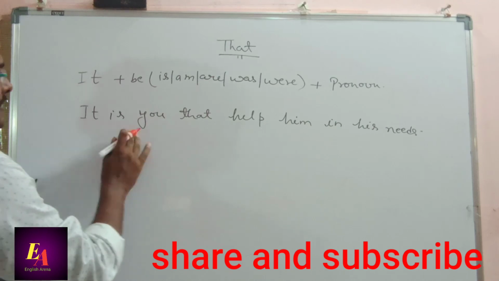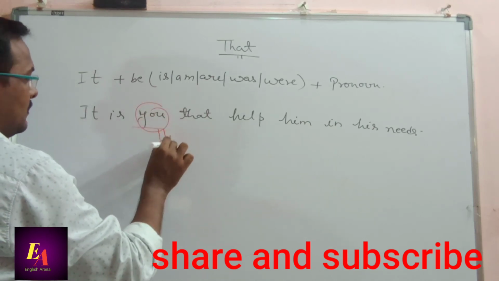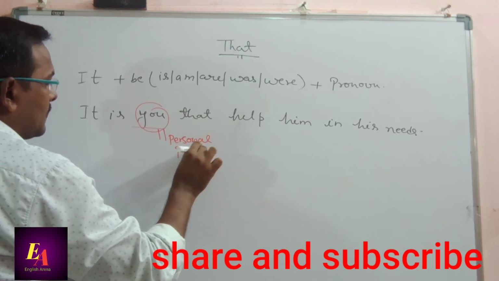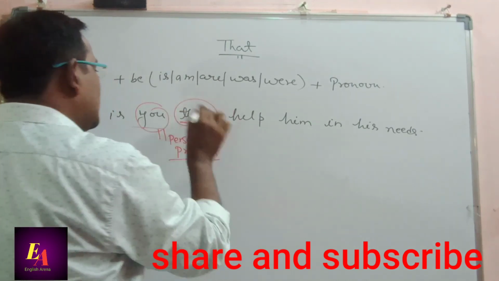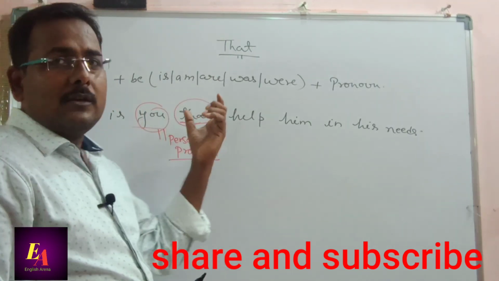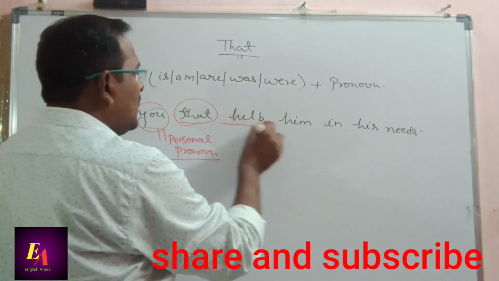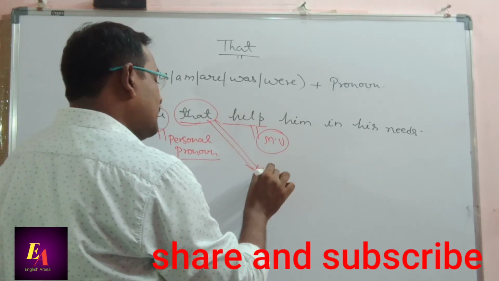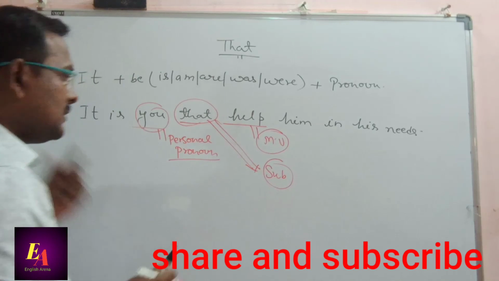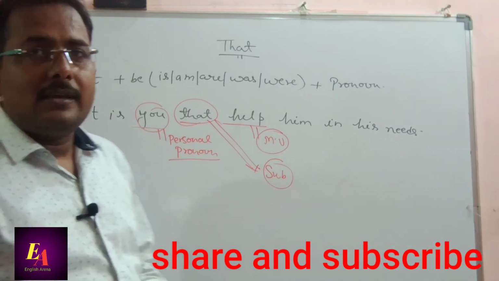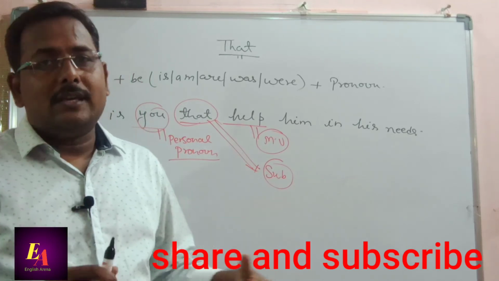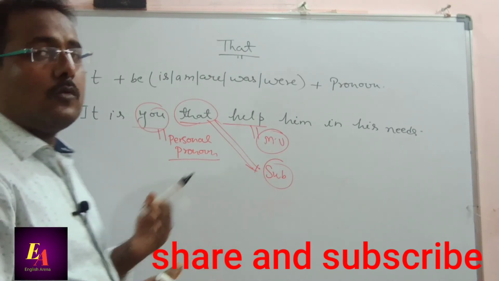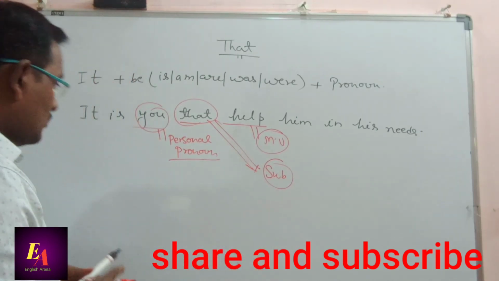Friends, you can see here it is you. You is a pronoun, a personal pronoun, second person. And after that you can see here the use of relative pronoun that. And here help is the main verb, so it shows that this that actually comes at the place of subject. Let's see some more examples to connect the things easily, so that you can use it according to your own interest and needs in the sentence. So let's see some more examples.